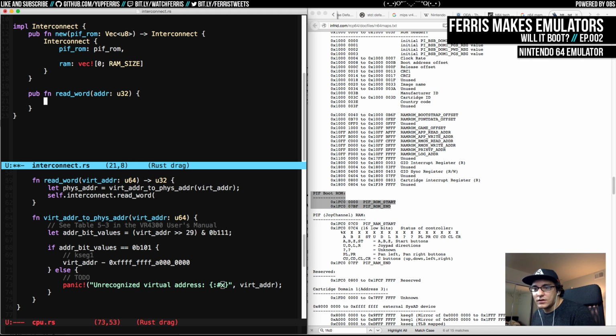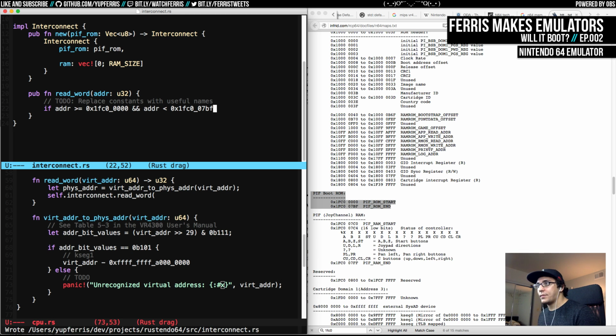And so now, if addr is greater than or equal to 0x1fc0 and addr is less than 0x07bf, and I'm going to add a little note to do: replace constants. Useful names, so we don't forget. So if it's in this address space, then we're going to return a word from the PIF-ROM.